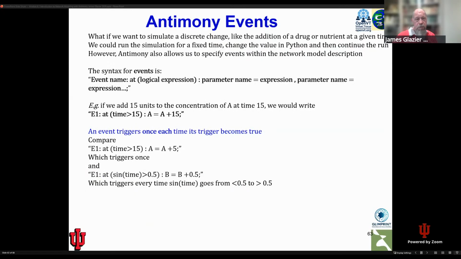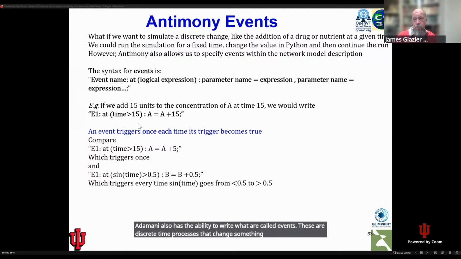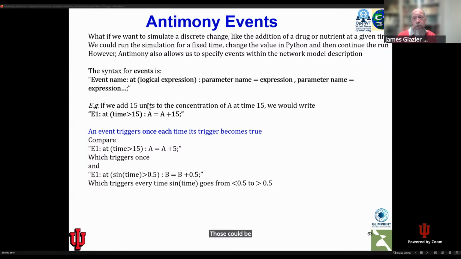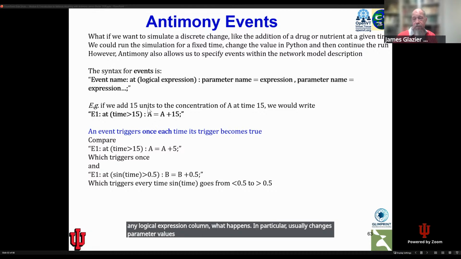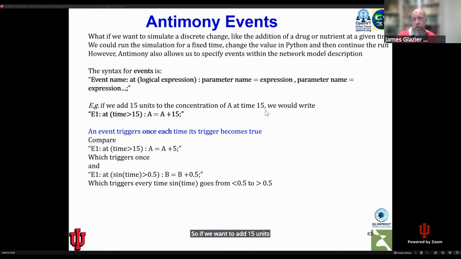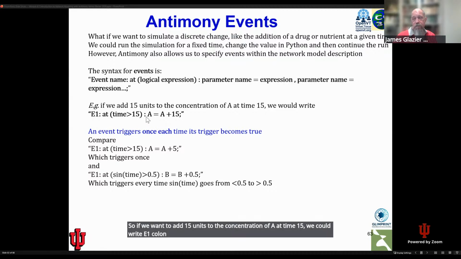Antimony also has the ability to write what are called events. These are discrete time processes that change something. Those could be based on any trigger we like. Event name, colon, at any logical expression, colon, what happens. In particular, usually changes of parameter values. So if we want to add 15 units to the concentration of A at time 15, we could write E1 colon at time greater than 15 colon A equals A plus 15.